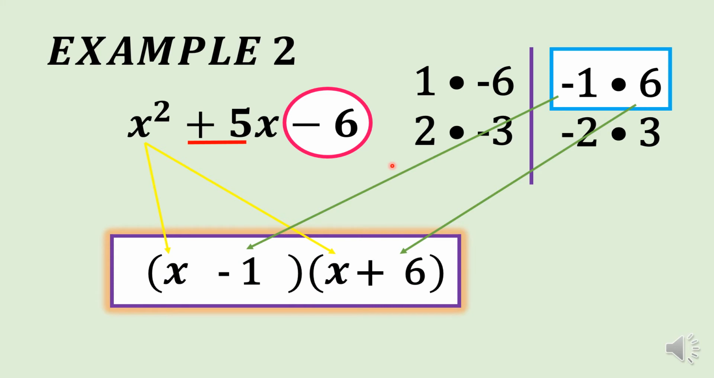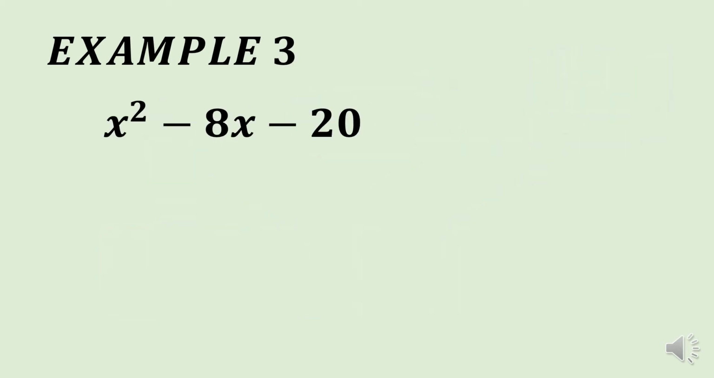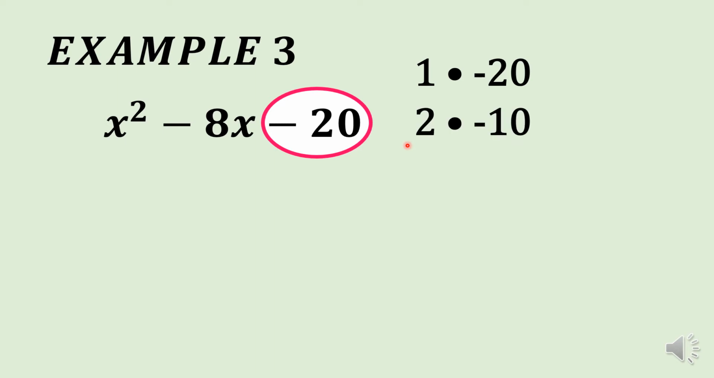Okay, so ganun lang po lagi yung ating gagawin if our a here is equal to 1. Okay, sige, let's have examples. So number 3, factor x squared minus 8x minus 20. Again, find all the factors of negative 20. So they are 1 times negative 20, 2 times negative 10, 4 times negative 5. Okay, I think wala na. Then sunod natin, baliktarin naman natin yung mga numbers na magkakaroon ng negative. So yung 1, 2, and 4, sila yung magkakaroon ng negative sign.